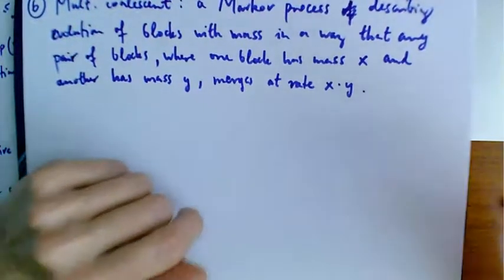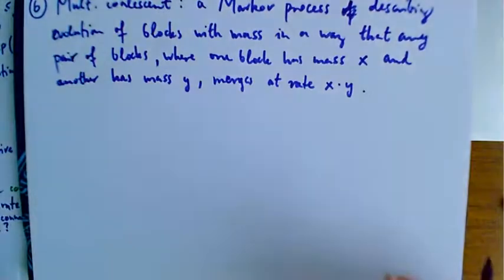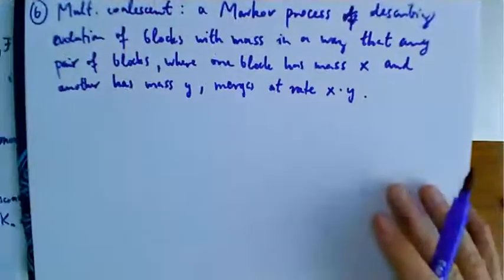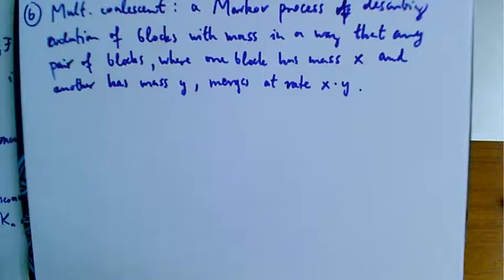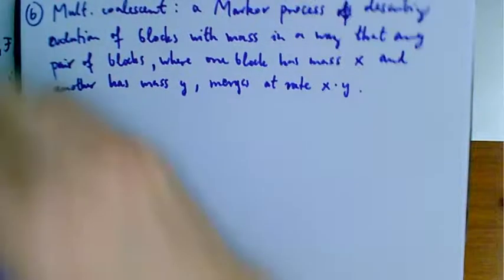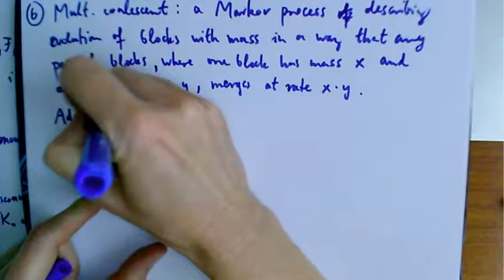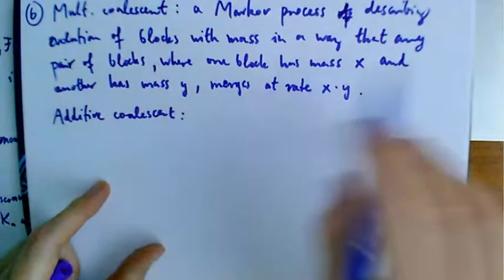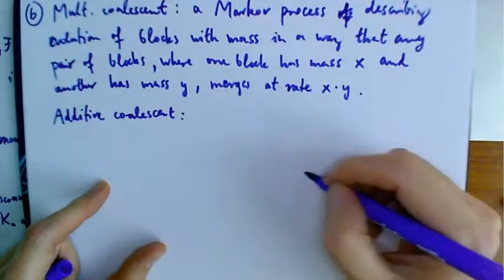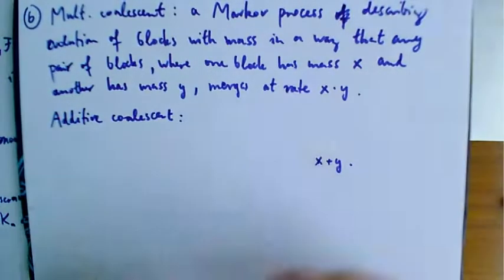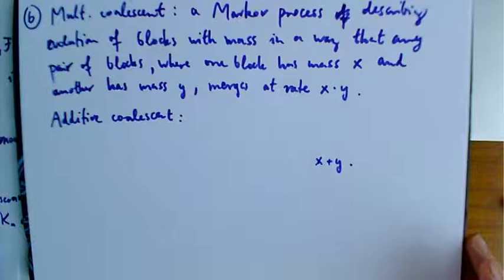So this is not very precise, but it is truly what is happening here on this finite state space, and it is more precise than the picture. And so this is one famous coalescent from the mid-90s. There is something also called the additive coalescent. I could write the same definition, a Markov process, blah, blah, blah, blocks with mass, and then merges at rate x plus y. Okay, because it's additive.